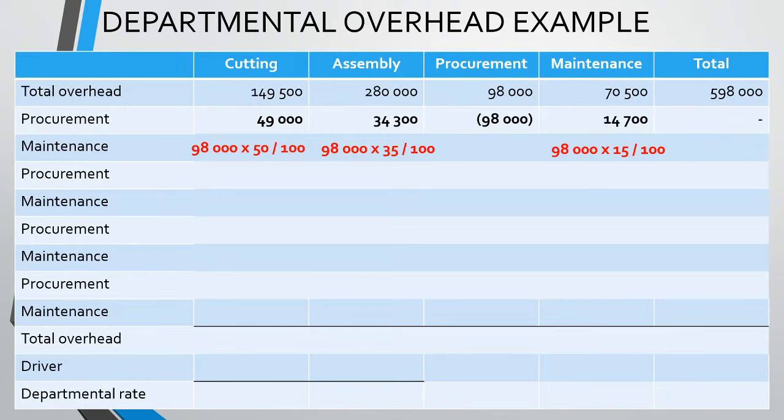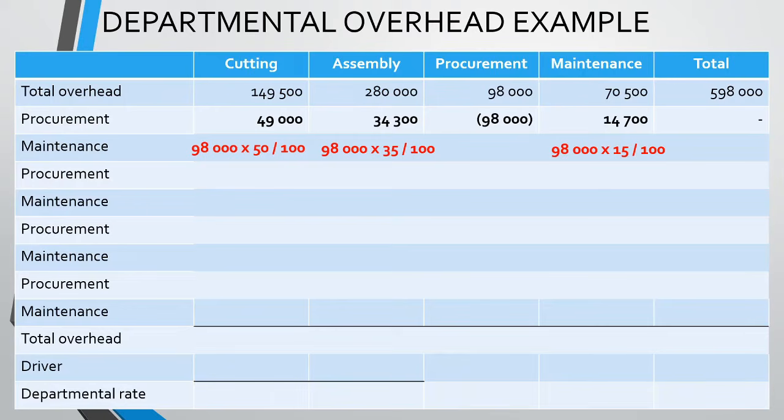Notice how we have allocated the full 98,000 Rand to our cutting, assembly, and maintenance departments. If we add the 49,000, the 34,300 Rand, and the 14,700 Rand, we arrive back at the total of the procurement department of 98,000 Rand. Now note that the procurement department has been allocated out and has no overheads left in it.